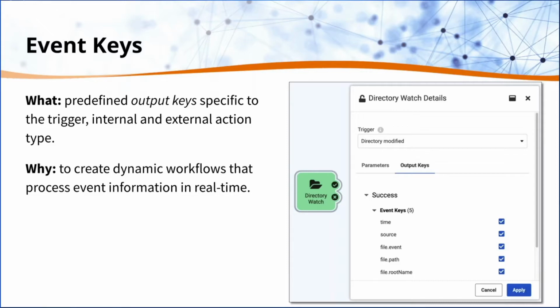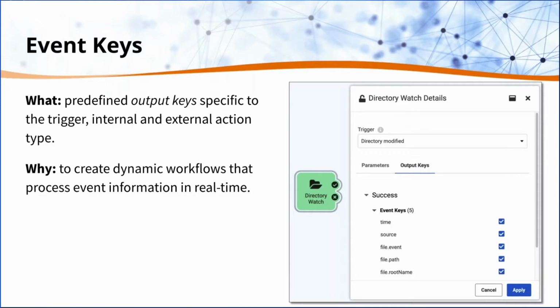So we'll record whether a file was created, modified, or deleted within that directory. And we'll also record the file path and the file root name. So the file path, the root name, and the change that took place are the information that's passed in the JSON message. And this is flattened out to make the event keys specific to the directory watch trigger.